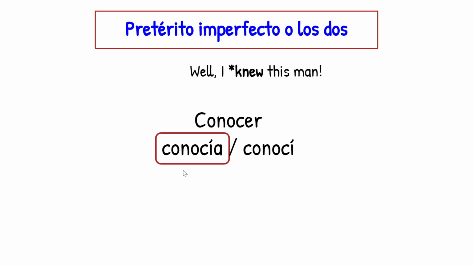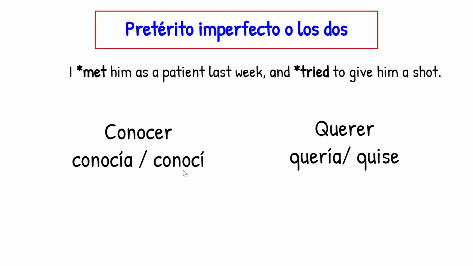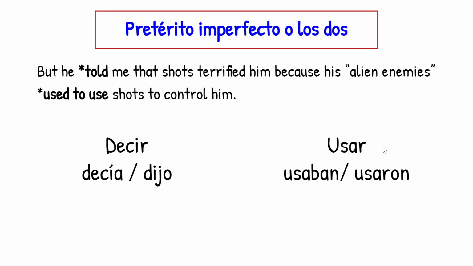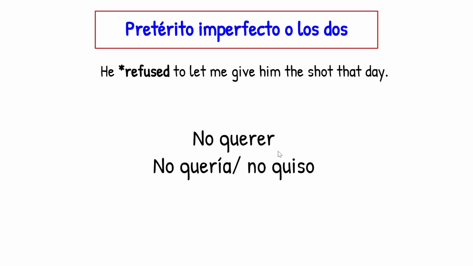To know him, like to recognize him, imperfect. To have met him, that's an action in the past, specific, preterite, conocí. Okay, and tried to give him a shot. Definitely, that was the action, quise, preterite. But he told me that the shot terrified him because his alien enemies used to use shots to control him. He told me, that's a really specific part of the story, and they used to. You see used to, and you see INGs, you're going to go with imperfect. He refused to let them give me the shot that day. Now this is the verb querer with the no in the front. Which one is refused? Refused is going to be the preterite one. No quiso, no quiso. No quería, he didn't want.